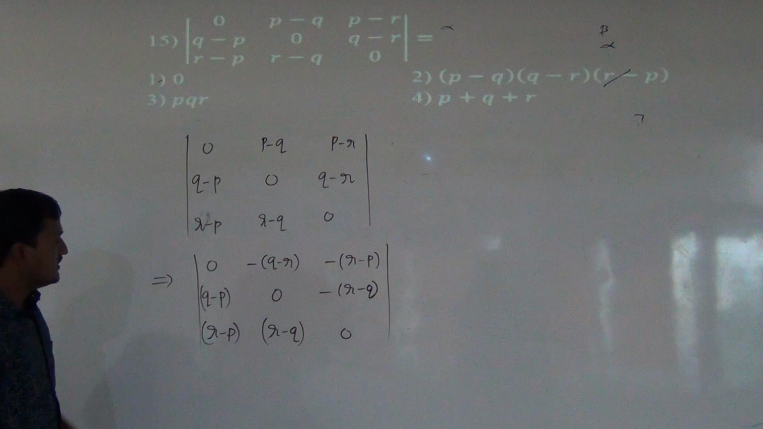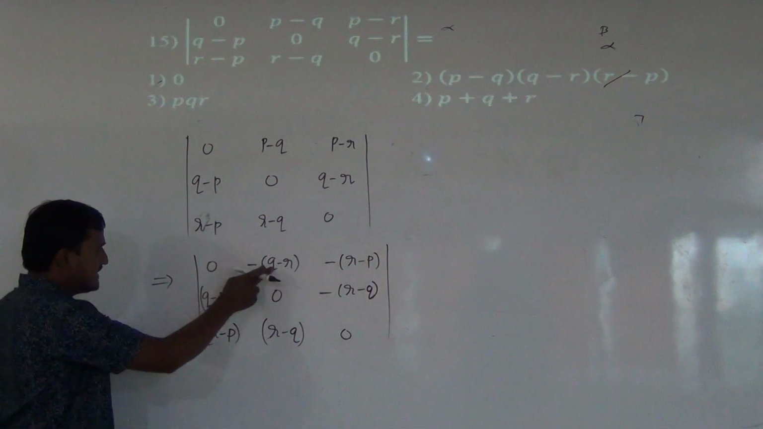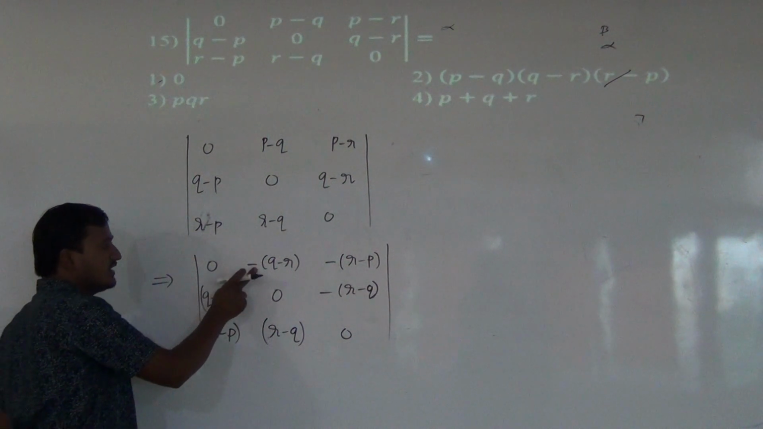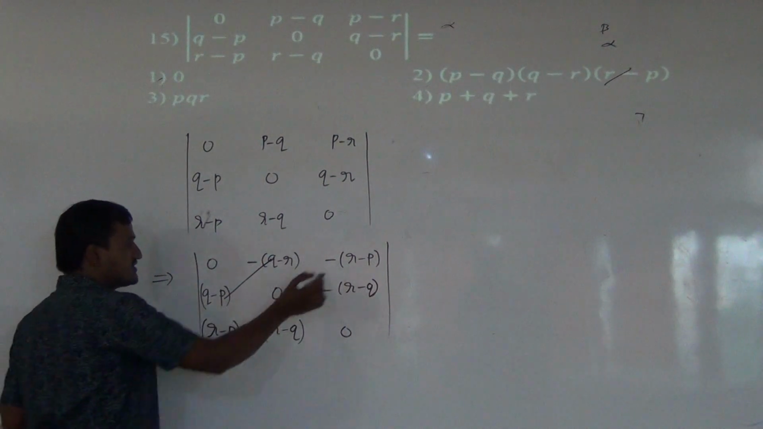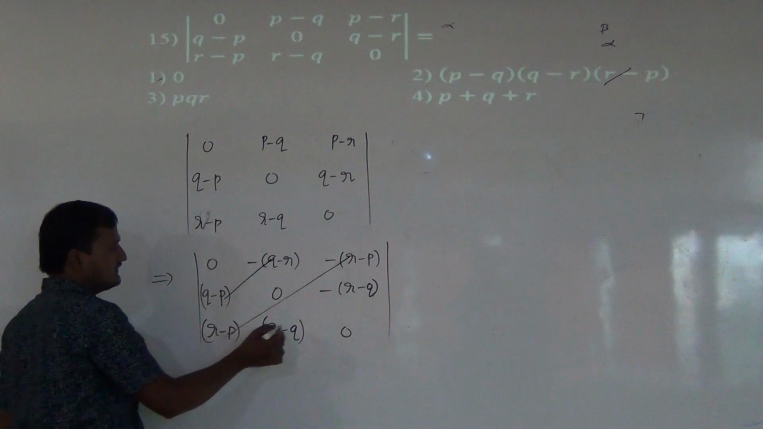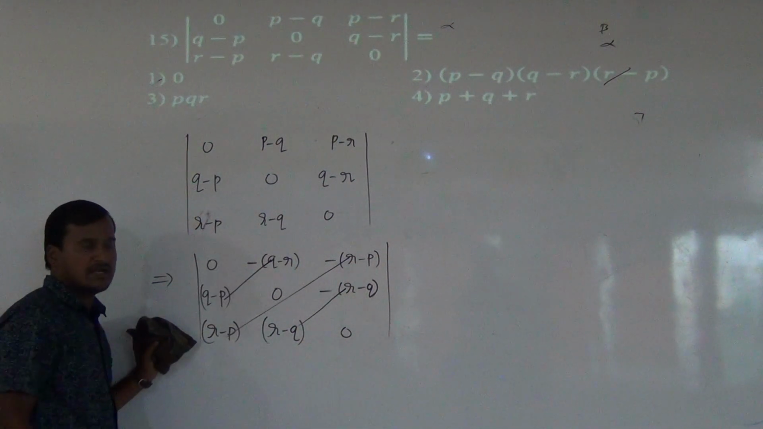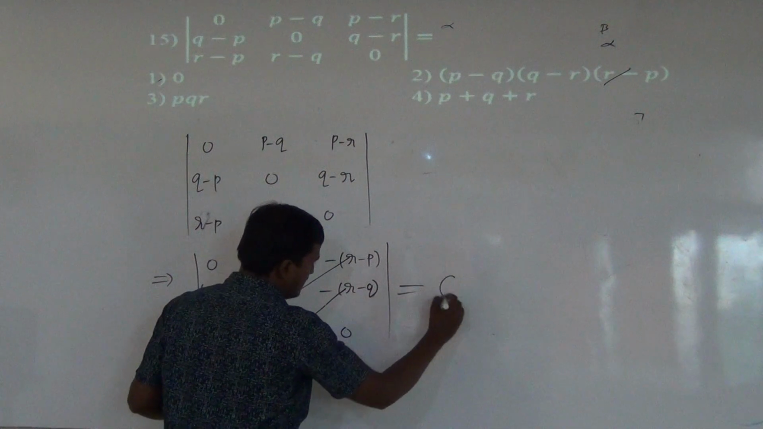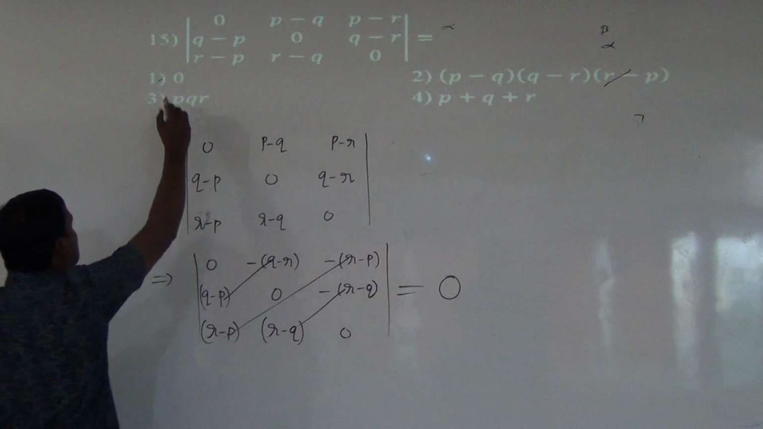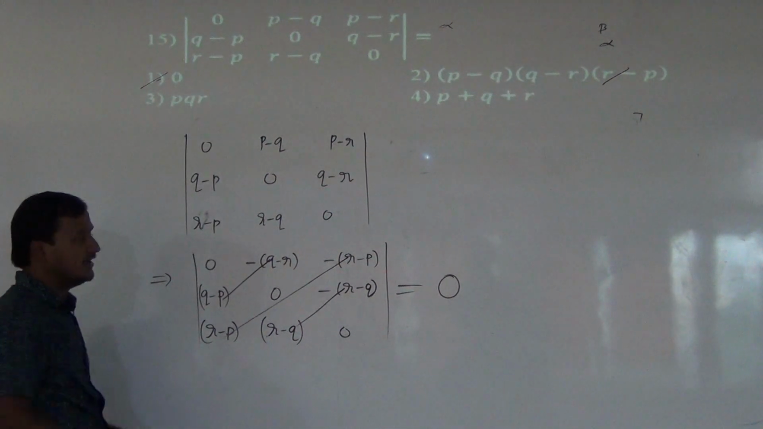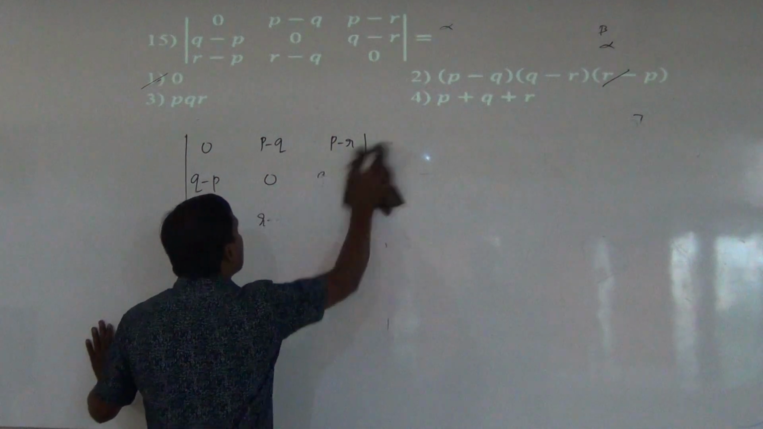Right. So here you should observe all the principal diagonal elements are 0, and the other elements are the same element with opposite sign, minus of q minus r plus q minus of r, same element with opposite sign, and the same element with opposite sign. So this is a skew symmetric determinant. You already know that the value of a skew symmetric determinant is always equal to 0, therefore the first option is the right one, right? Next, we'll go for next question.